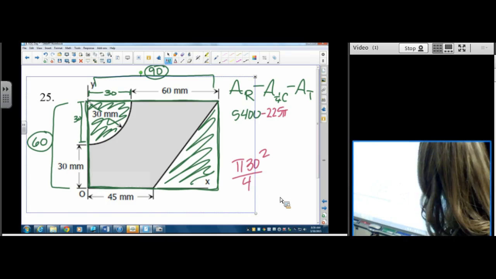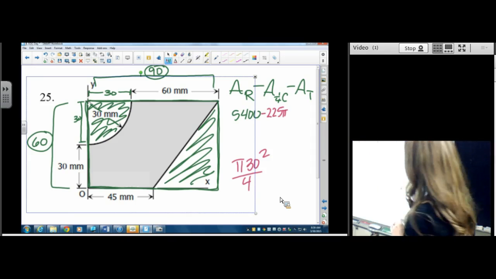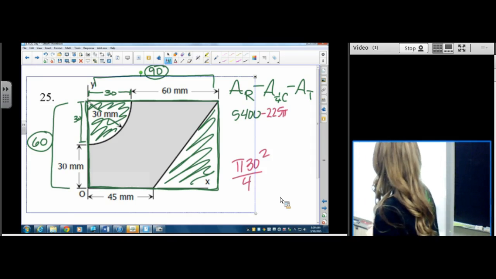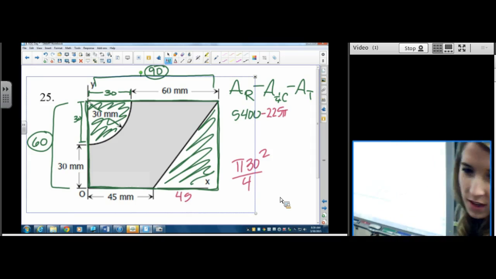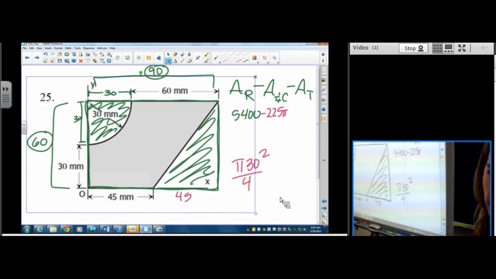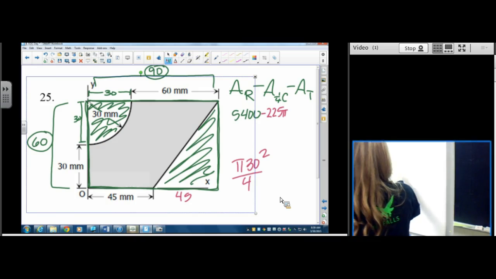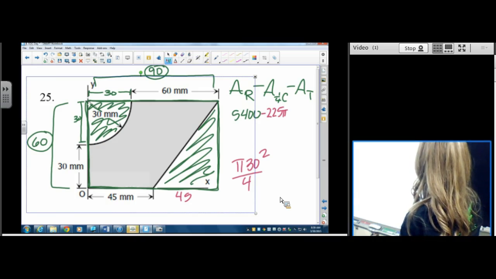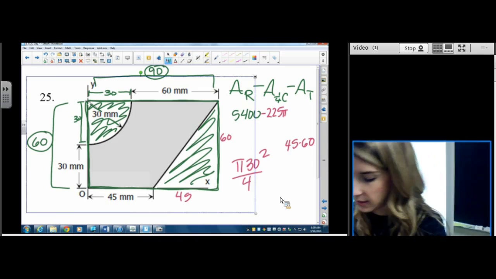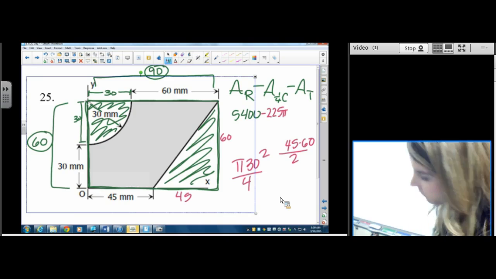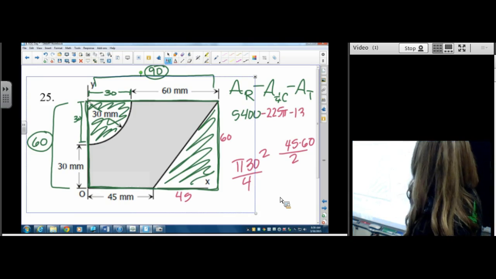Now we need to find the area of this triangle. So let's see. What's 90 minus 45? Do you see how that makes this one 45? Because it's 90 all the way across and we've used up 45. Okay, good. The whole height, we know this side is 60. So the triangle is base times height divided by 2. I would consider this a K-level problem, wouldn't you? 1,350.